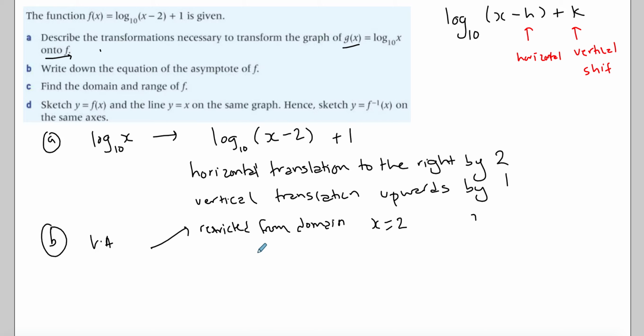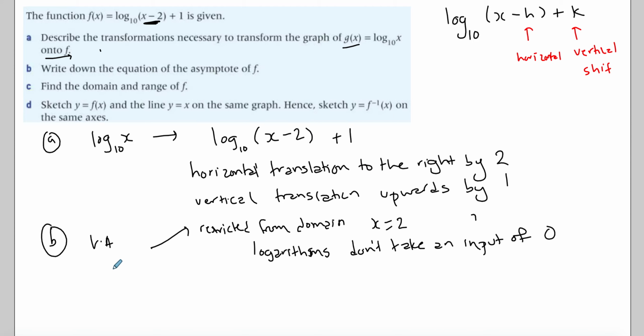The reason for this is that logarithms don't take an input of 0. It's like a dividing by 0 kind of rule. So if you plug in log of 0 in a calculator, you'll get an error. So I'm not allowed to have a 0 in here. The only time I'm going to get a 0 is when x equals 2. So that's an important fact to know.